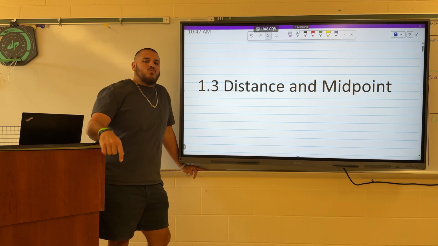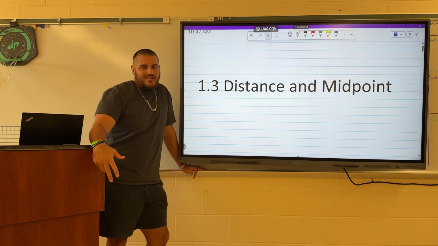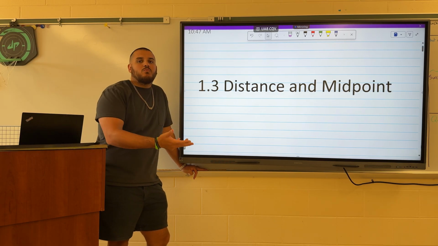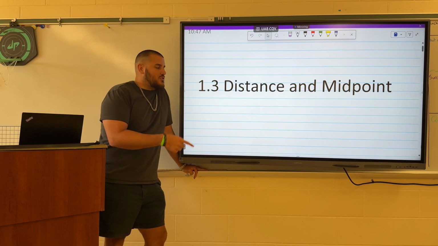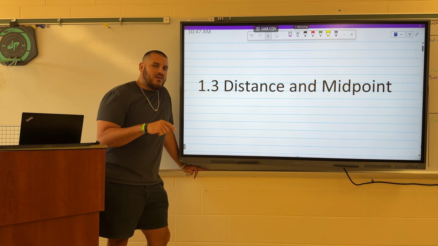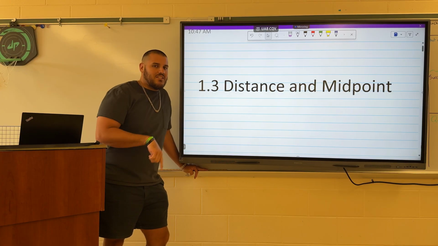Today we're going to go over section 1.3 on the distance and midpoint formulas. In our last section, 1.2, we learned about linear measure and how to find the distance between 2 points with the segment addition postulate. We're going to continue the theme of measuring distance, but today we're going to be doing it on the coordinate plane. So let's see how that changes.